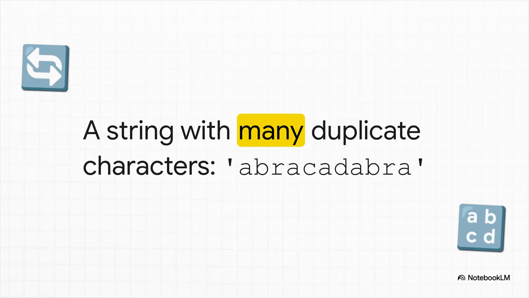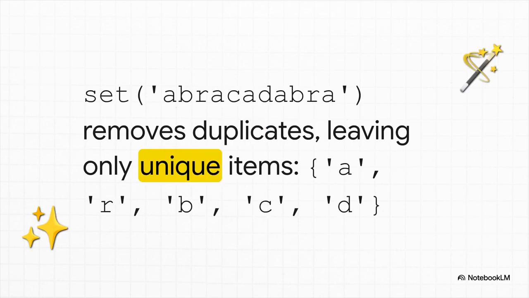So, to really see the magic of sets, let's take a simple word like abracadabra. Just notice how it's completely full of repeated letters, right? We've got A's all over the place, a couple B's, a couple R's. Now watch this. If we pass that string to the set function, poof, just like that, all the duplicates are gone. We're left with just the unique letters. Sets automatically enforce uniqueness, which is so incredibly useful when you need to, say, find all the unique visitors to a website or something like that.